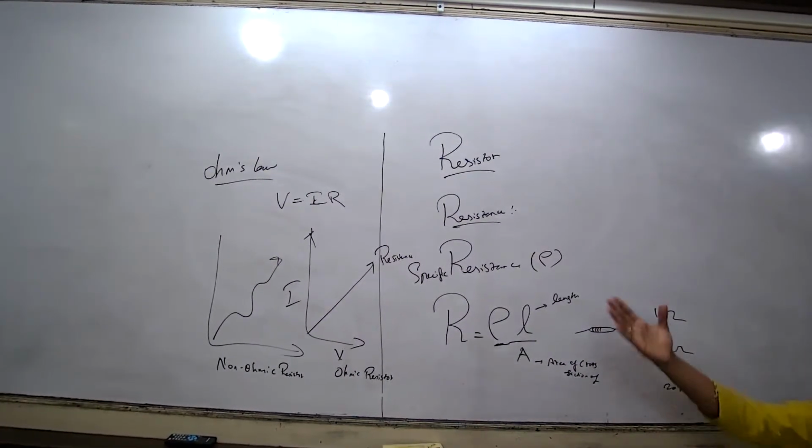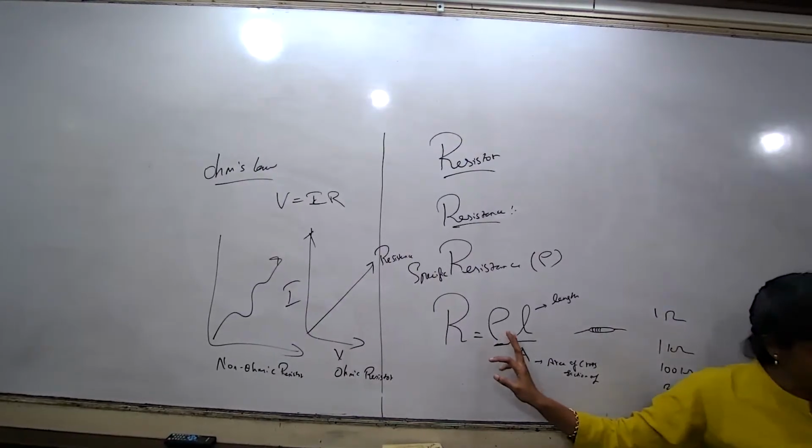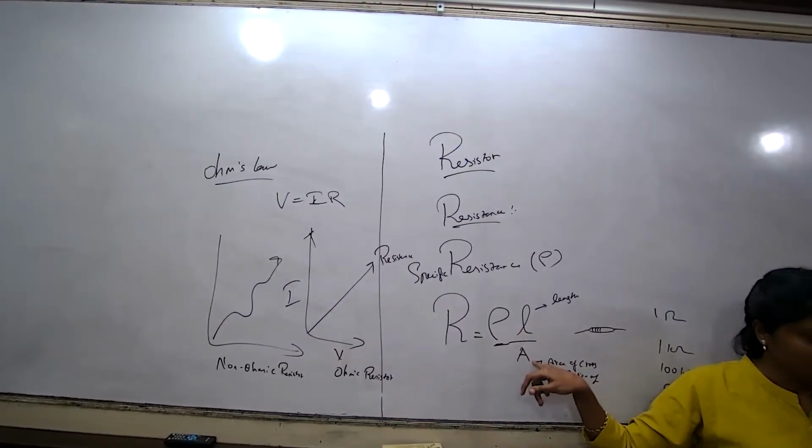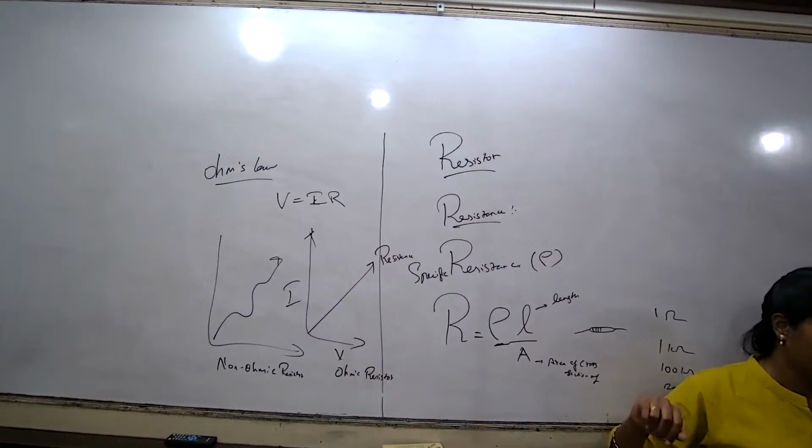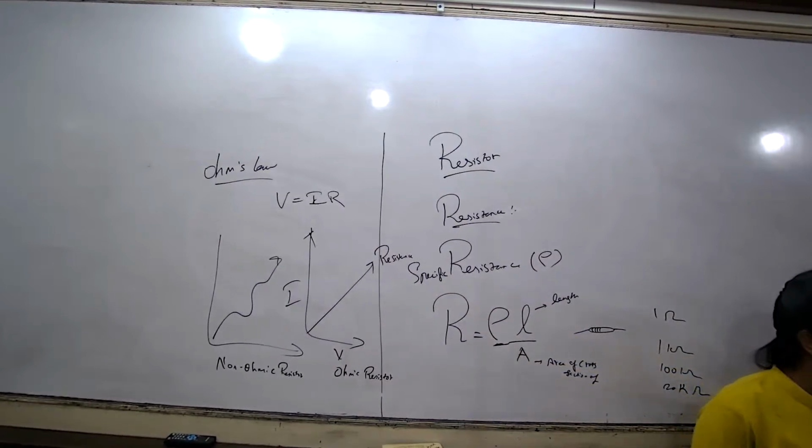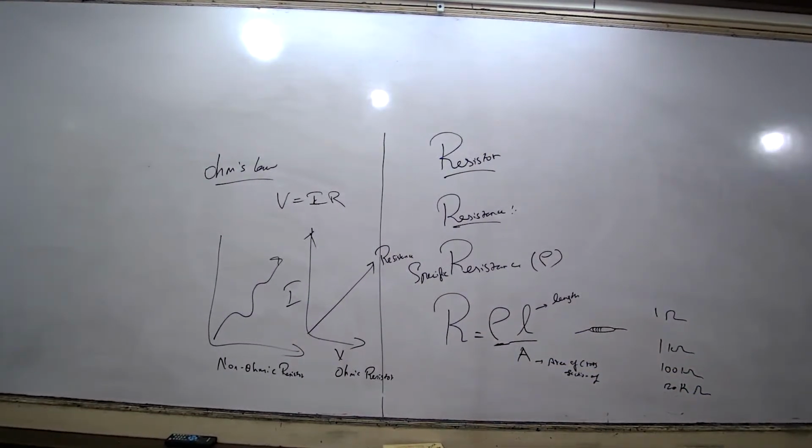So, what are the factors that affect the resistance? Resistivity, length, and area of the cross section. Ohm's law is applicable only when the temperature is constant. So then you have to include temperature also.